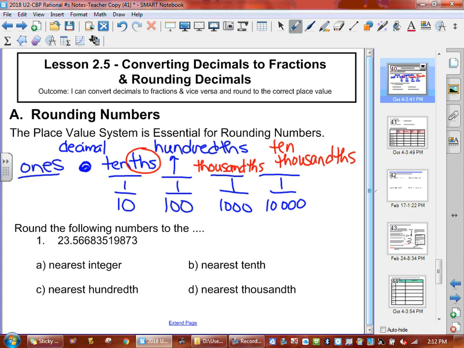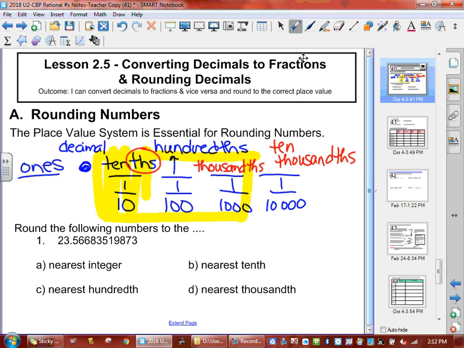Now, which ones do we typically use? We typically use the first 3. Which ones do we use the most? The tenths spot. We typically round to 1 decimal place. That's what that means, tenths. Okay? So, we're going to now do these examples on the bottom, and we're going to round to those decimal places.